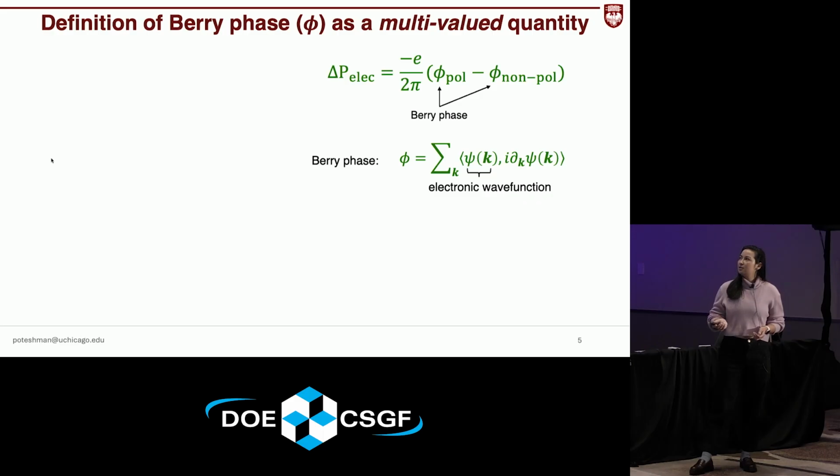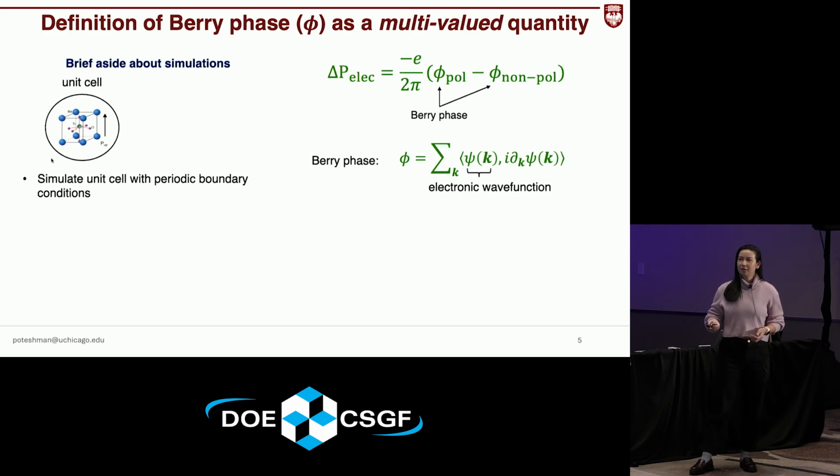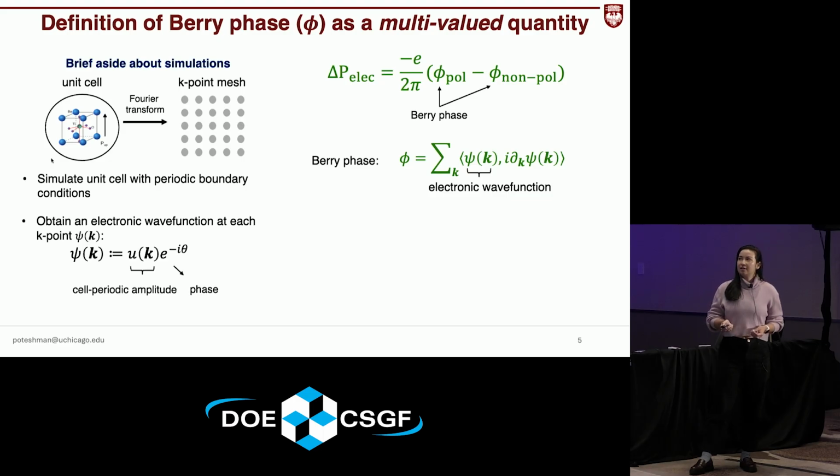Berry phase is defined as a function of periodic electronic wave functions at a series of k points. To explain how we obtain these electronic wave functions, I'm going to take a step back and give a very, very poor description of DFT. Essentially, we start with a unit cell of a material of interest, and we simulate this with periodic boundary conditions. We apply a discretization mesh in reciprocal space. Then at each of these k points in reciprocal space, we obtain an electronic wave function that describes the probability of where this electron is located.